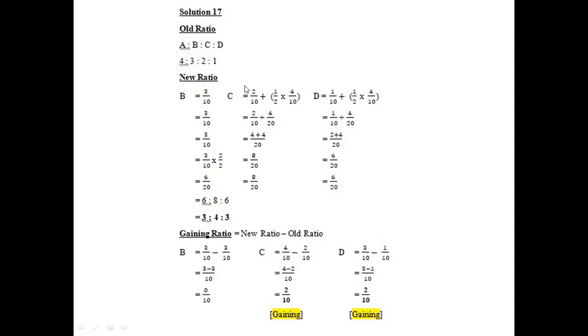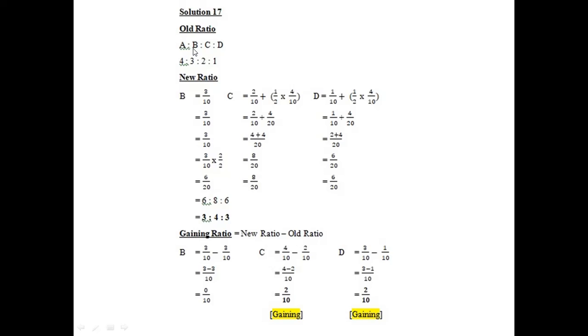Now A is a retiring partner. When A is retiring, his share, that is 4 by 10, will be taken over by C and D equally. Two partners, C and D, so that is 1 by 2, 1 by 2. A's share is how much? 4 by 10. So you can see here 1 by 2 into 4 by 10, again 1 by 2 into 4 by 10.